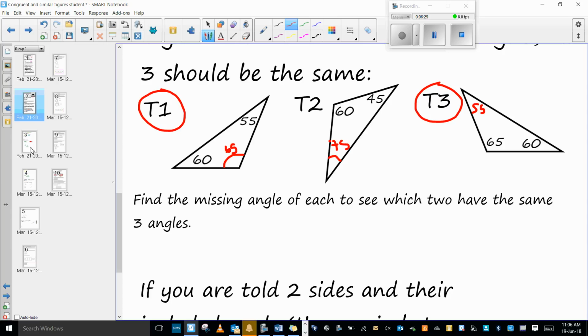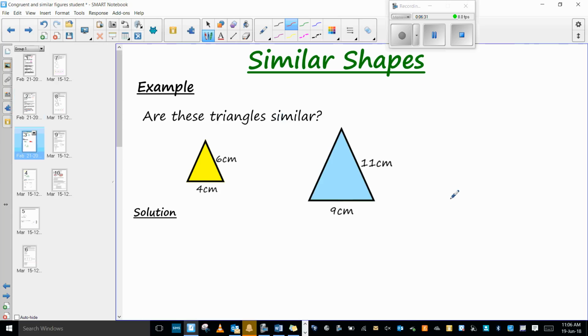Let's do this one here. Are these two triangles similar? Well, we would say 11 over 6 is equal to how much? 1 and 5 over 6. Let's just write that.